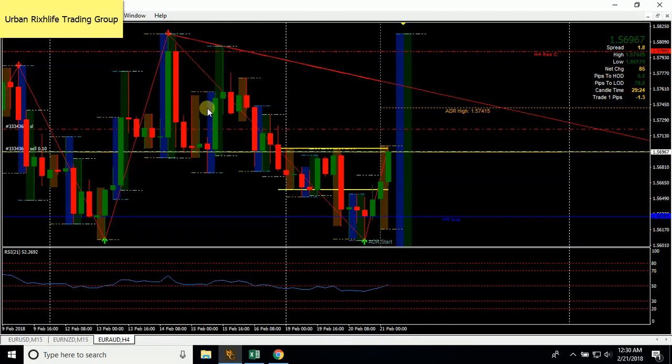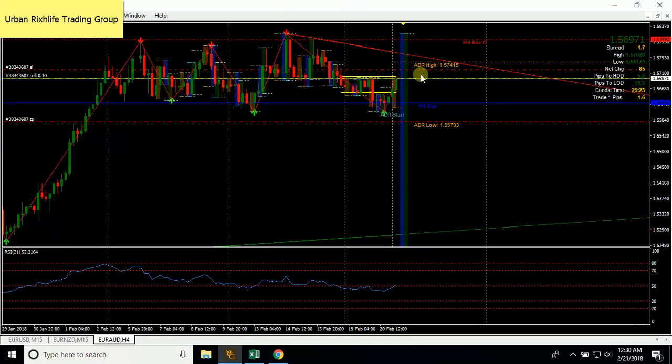Alright guys, I just took the trade I posted in the Telegram chat, the sell on Euro Aussie from 5695 or higher, and the stop loss at 572 with a take profit at 1558.